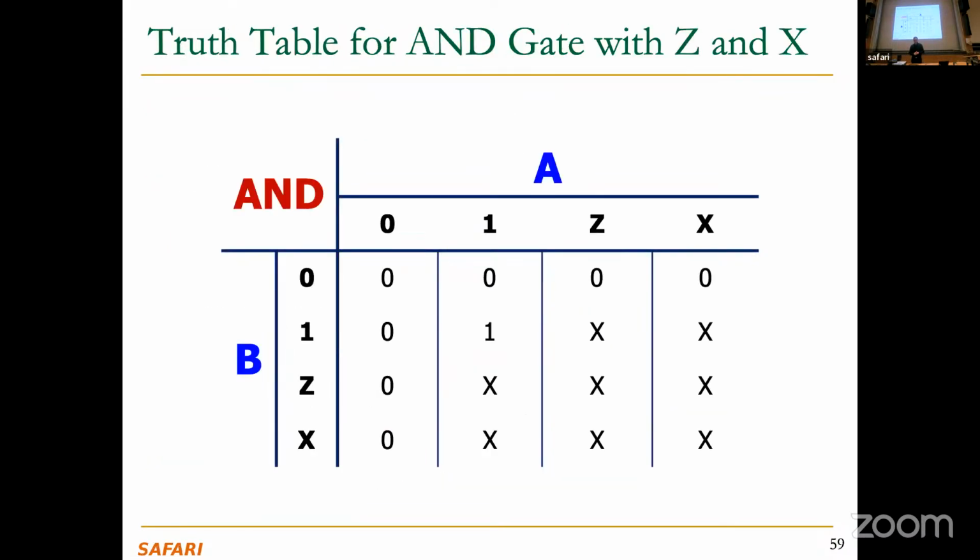There's a truth table for AND gates with Z and X values, and you can convince yourself that this is true. Basically, for an AND gate, whenever any of the inputs is Z or X, the output is undefined unless the other input is 0. That's basically the definition of an AND gate. So Z means floating, X means invalid. In either case, the 0 input dominates, because if one input of an AND gate is 0, you'll get 0 at the end. Otherwise, if one input is Z or X and the other input is 1, then you get invalid because you don't know the outcome.